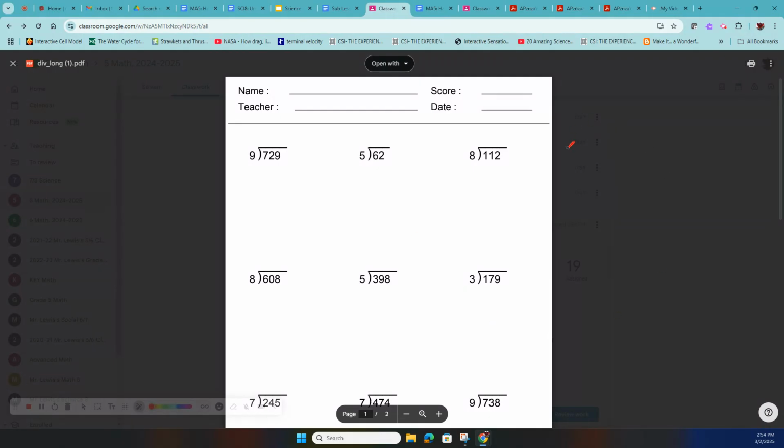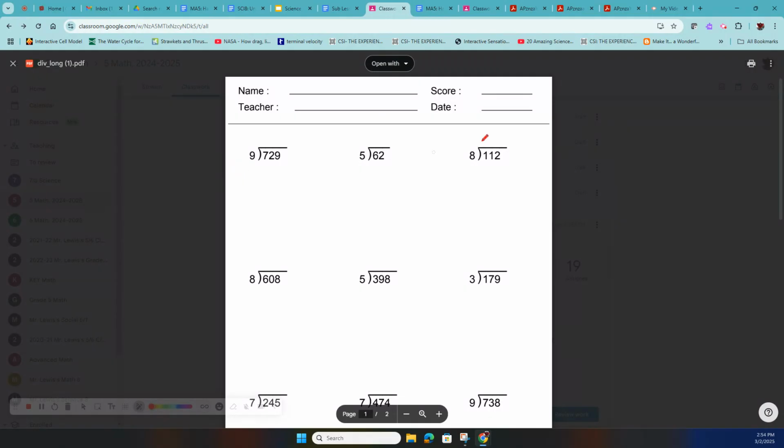So if we can understand what's actually happening with long division, the steps it requires will make a lot more sense, and you'll be able to do it like you're looking at the back of your hand. It's going to be easy. It's going to be just like breathing, okay?